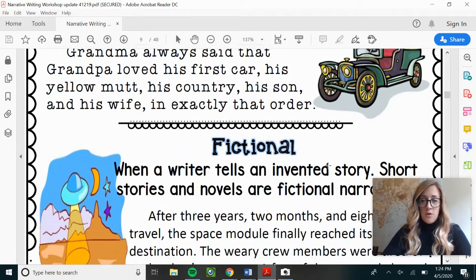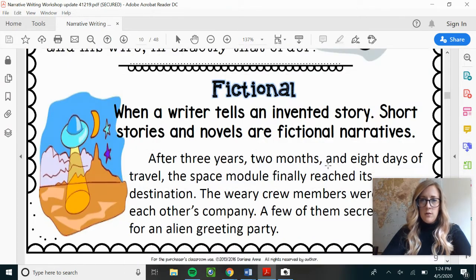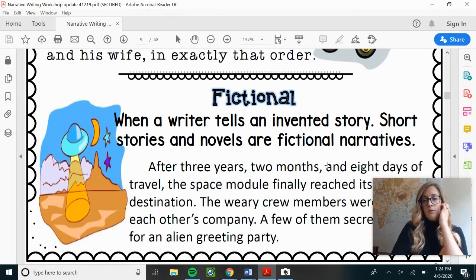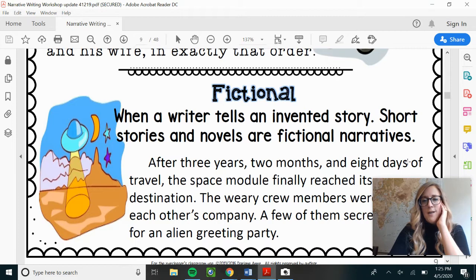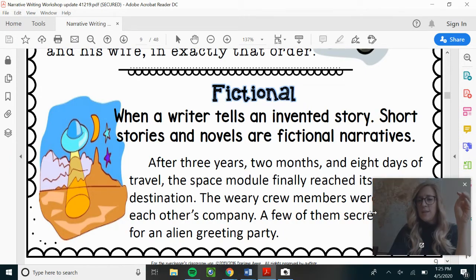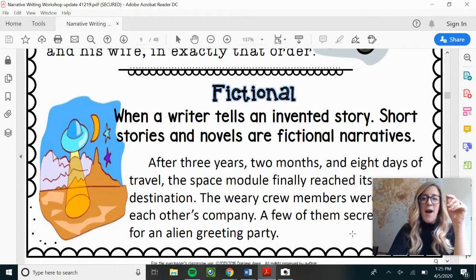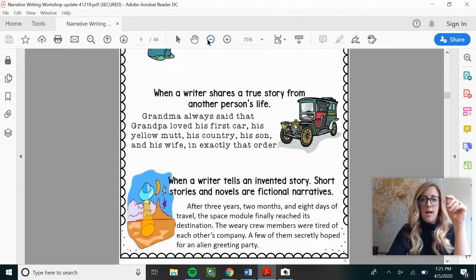And then finally, we have a fictional narrative, which is what our mystery stories were. And that is when a writer tells an invented story. Short stories and novels are examples of fictional narratives. And here we have a little mini example. After 3 years, 2 months, and 8 days of travel, the space module finally reached its destination. The weary crew members were sick of each other's company. A few of them secretly were hoping for an alien greeting party. I can't see the words behind the screen, so I'm just guessing. So those are your 3 types of narratives, guys.